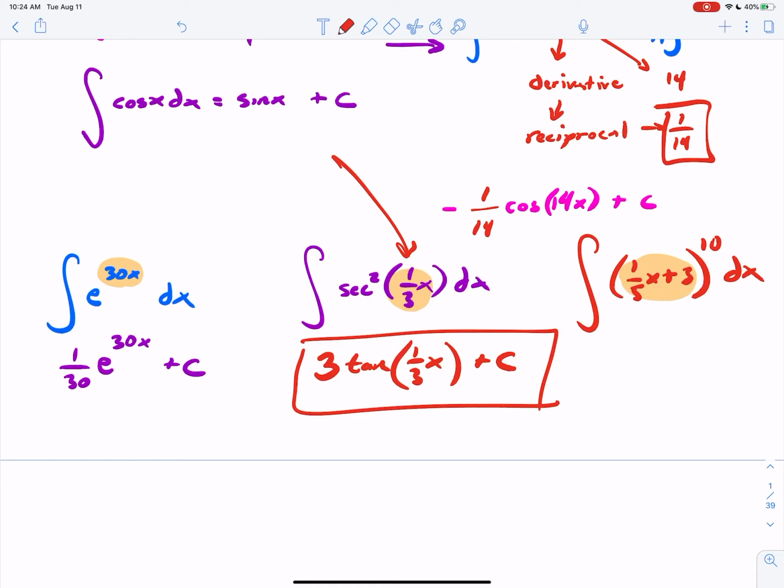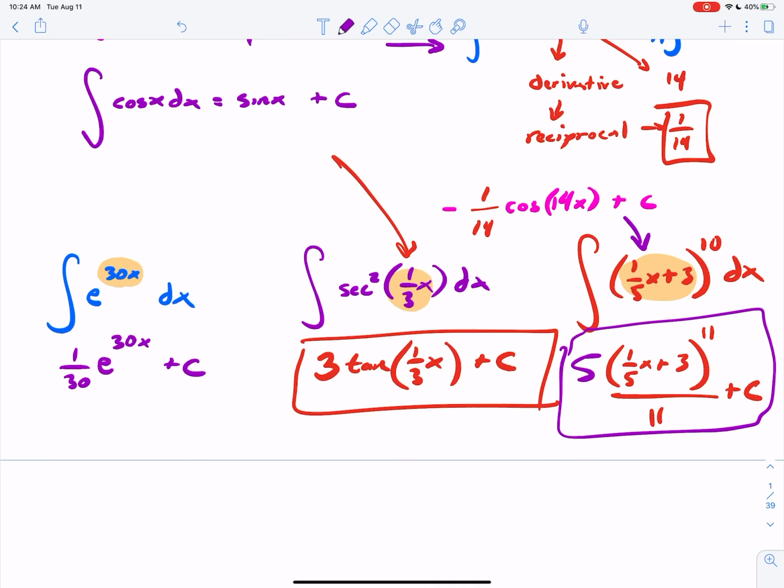Okay, so we know something to the 10th power is going to be something to the 11th power over 11 plus the c. We know that the inside always stays the same. So the only thing in question here is what goes on the outside. So remember, everything in orange. The derivative is going to be 1/5, and the reciprocal is going to be 5, so you have a 5 out here. Okay?